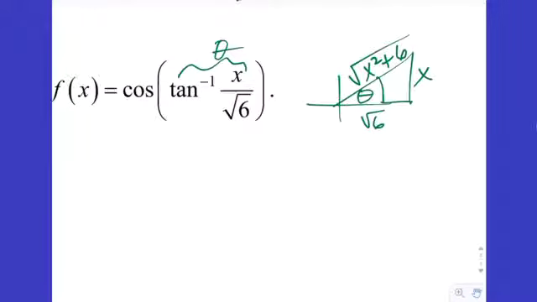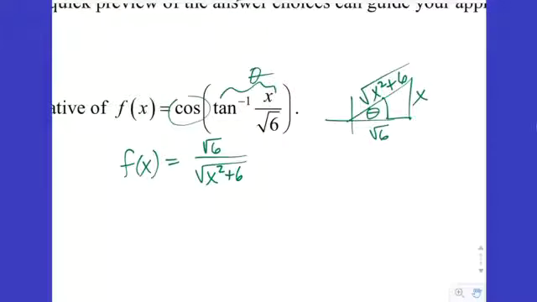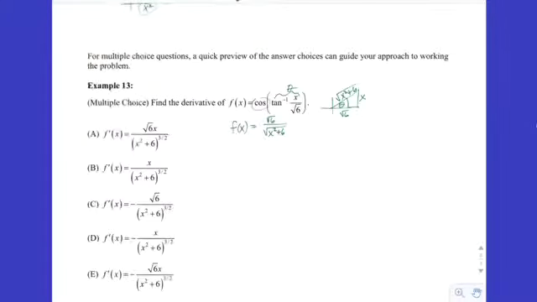All right, so now we have all three sides. We can just pull off the cosine ratio. Cosine is adjacent over hypotenuse, or x over r. So that's the square root of 6 over the square root of x squared plus 6. Wow, that's pretty nifty. In fact, that looks a whole lot like some of the answer choices. A lot closer to it.